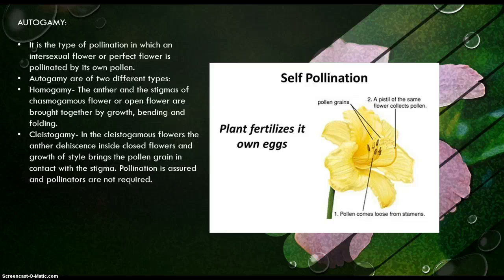Now in case of cleistogamous flowers, the pollination is assured. There is no chance of pollen grain loss or anything of that sort. The pollen grains released get attached to the stigma of the same flower itself. Hence the pollination is assured and it doesn't require any kind of pollinators.